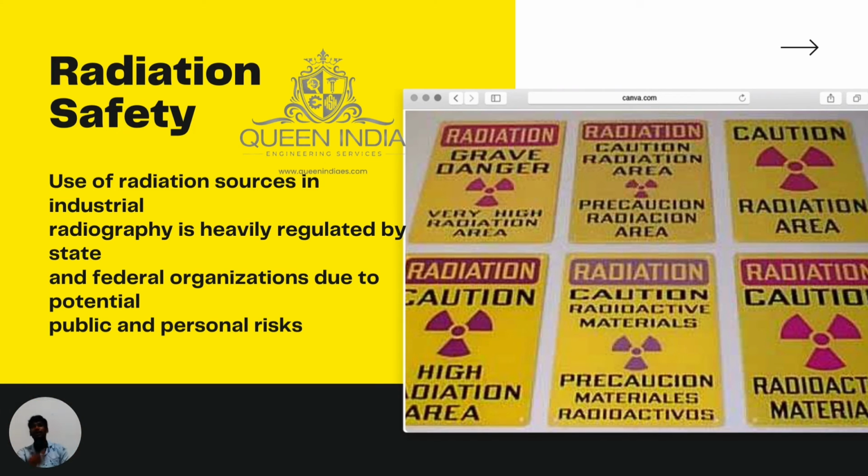And radiation safety is the most important thing in radiographic testing. The safety of radiography, where industrial radiography sources are used, is regulated by state and federal organizations due to the risk to people. It can cause cancer in humans and affects the skin.